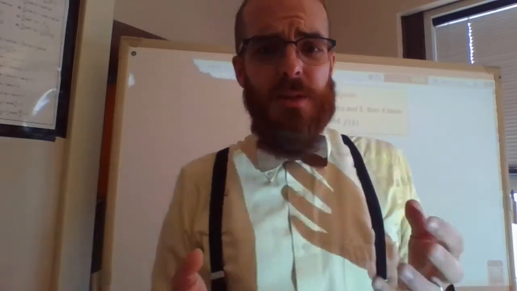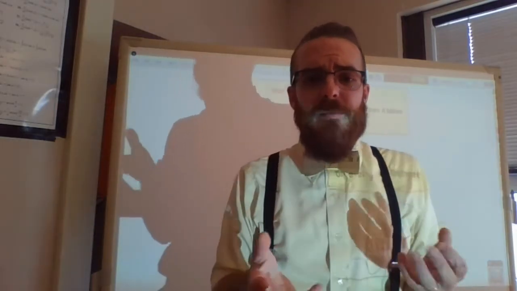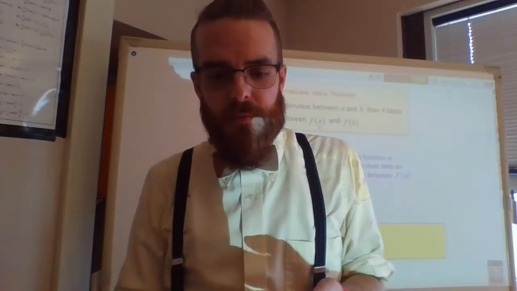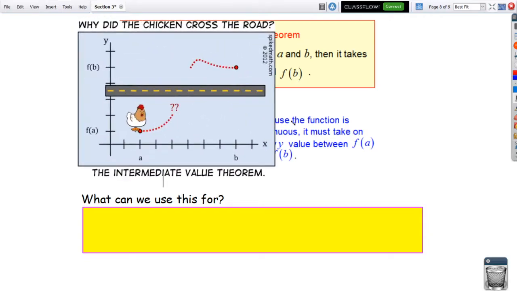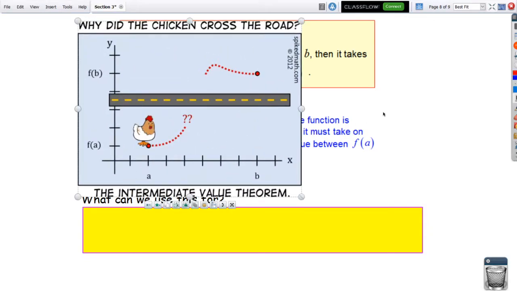And what makes things cooler? Something that makes things cooler is a joke. So I have a joke for you all. Why did the chicken cross the road? Legitimate question. Intermediate value theorem.